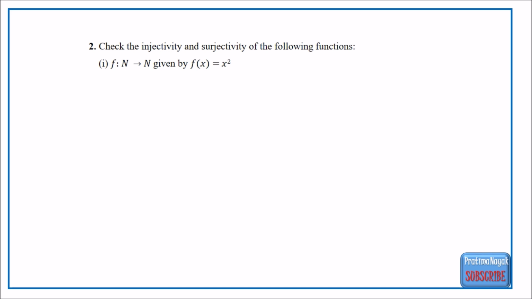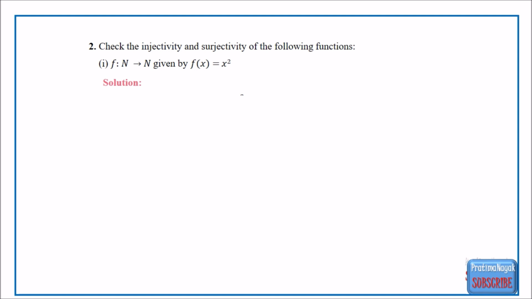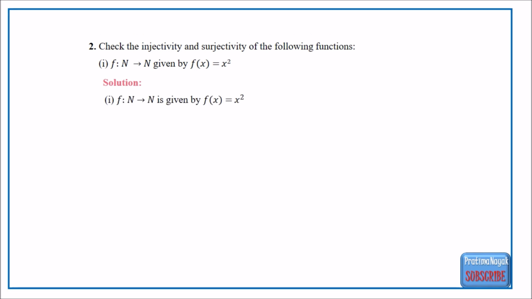The first part of the question is: f is defined from natural numbers to natural numbers, given that f(x) is equal to x square. So we have to first check whether it is one-one. Our solution starts: f defined from N to N given by f(x) equal to x square. In the question, first you will mention what the function is. Here we will write that for x, y belonging to natural numbers, let f(x) be equal to f(y). This implies that x square is equal to y square, putting in the function. So this implies that x is equal to y.